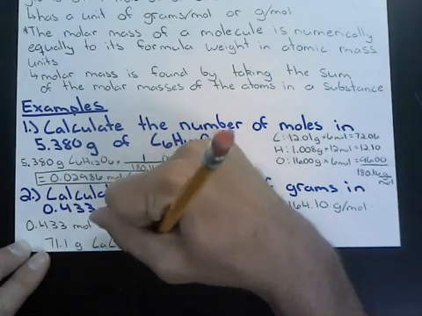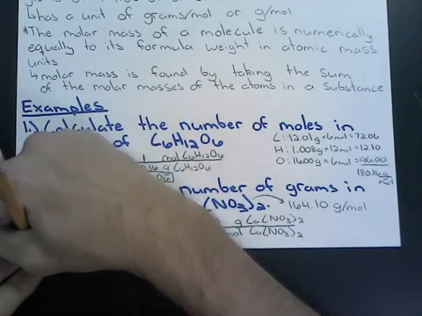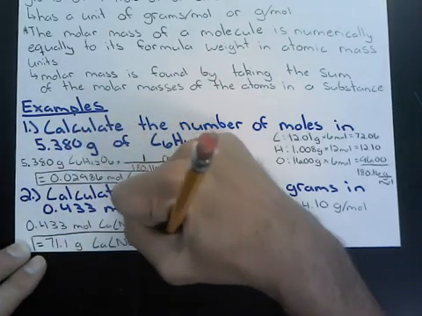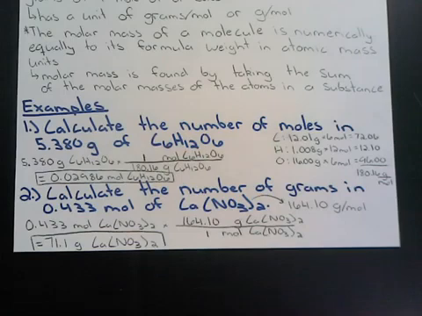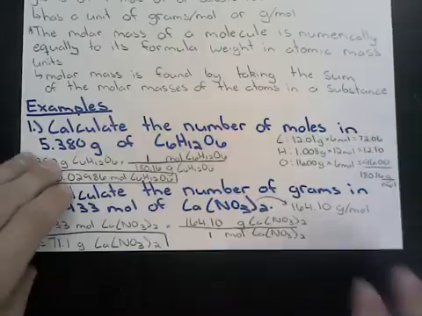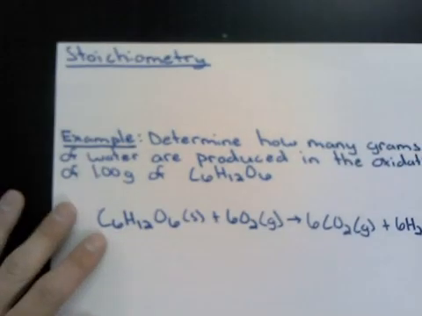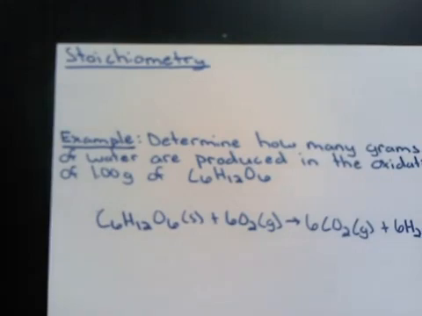So again, all we're doing is using the molar mass to convert from one substance or one unit to another. We're just doing unit conversions. And this is really important because it allows us to perform stoichiometry. Stoichiometry is one of the fundamental ideas we have in chemistry. It actually ties together quite a bit of chemistry that we've already talked about.